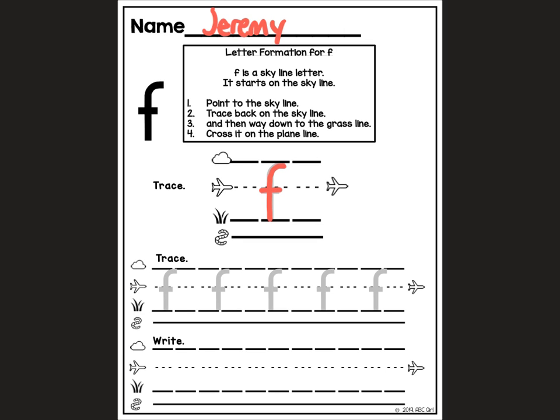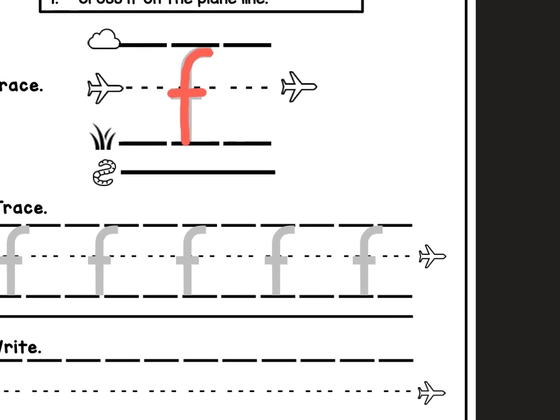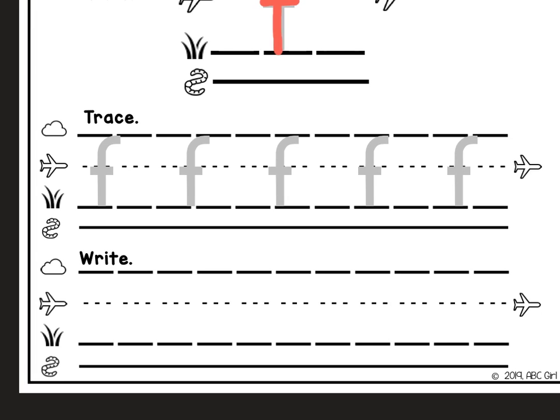Let me switch to another color. Okay, and let's start tracing these down here. The letter F, start up here at the skyline, trace back along the skyline a little bit, then go down to the grass line, then go across the plane line. Start at the skyline, go back, down to the grass line, across on the plane line. Skylines curve back, go down to the grass line, across the plane line.